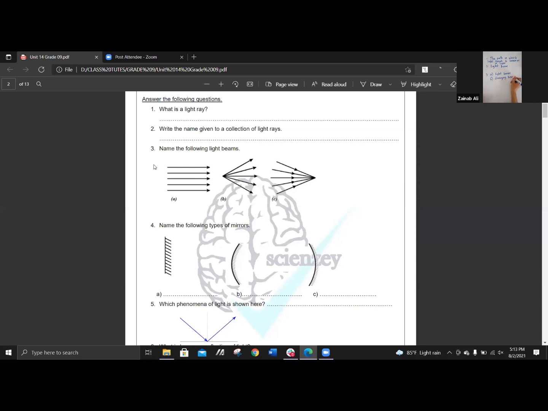And C, what is it going to be? Nuha Fahmi, what is it? A converging beam. So I hope everyone is clear until the third question. Does anyone have a doubt? If you have a doubt, you can raise your hand.